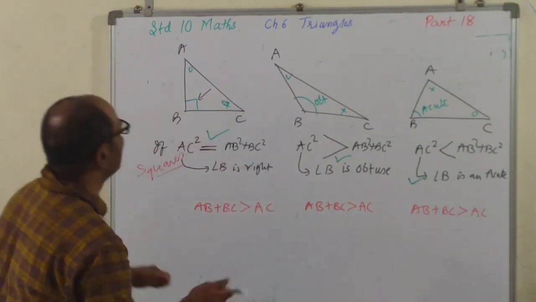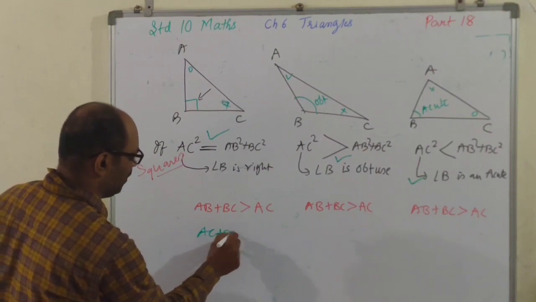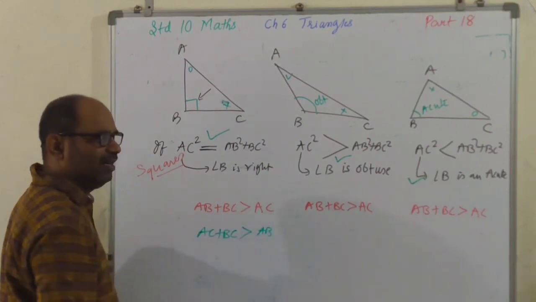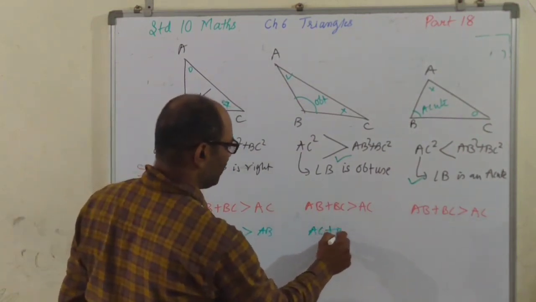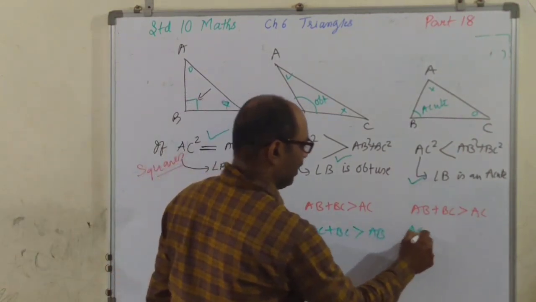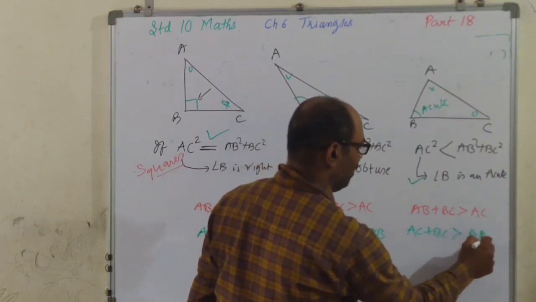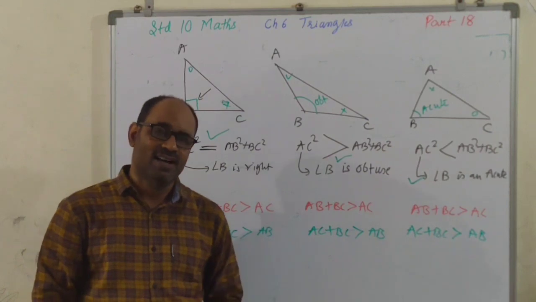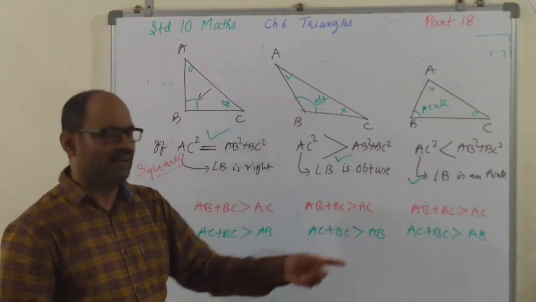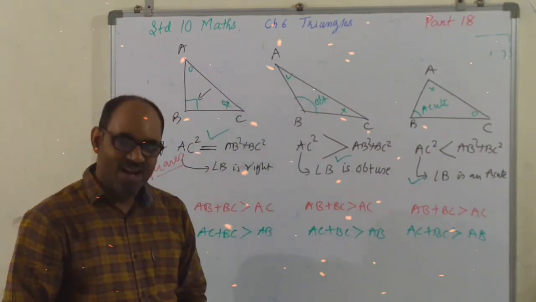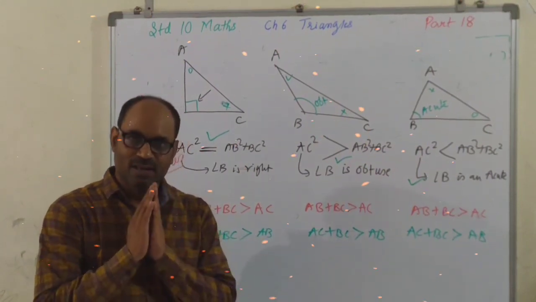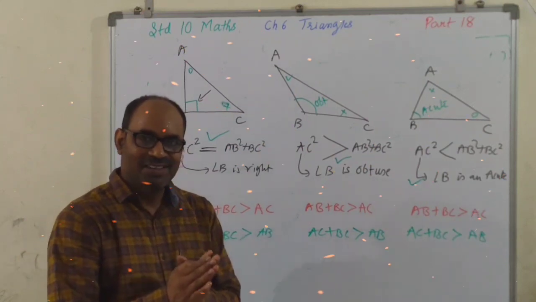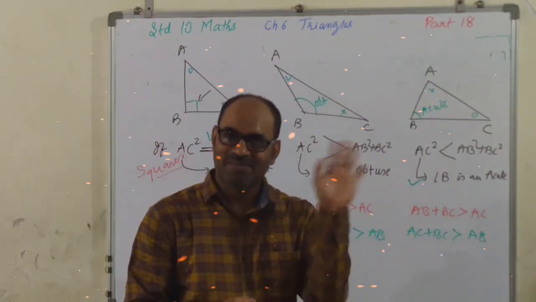Arre bhai, here you can also take AC plus BC is greater than the third side, AB. Same, AC plus BC is greater than AB. Sum of two sides of a triangle is always greater than the third side. That is applicable for all of them. And here there are no squares. I hope this confusion is got rid of. So that's all in today's session. Bye bye.